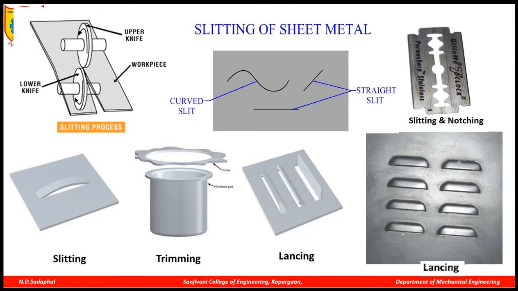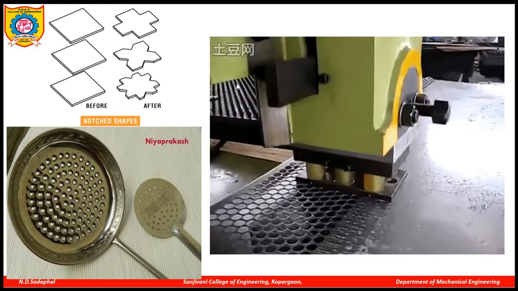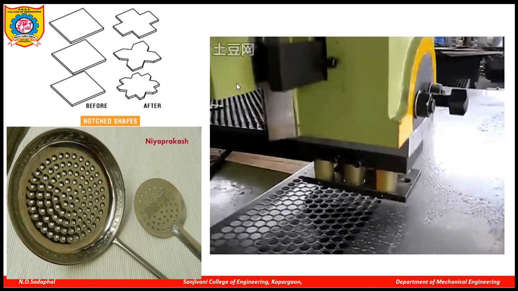Here some images are shown for slitting, lancing. Here perforated sheets are shown. These are all kitchen utensils. Here notching is shown, and the perforating operation.